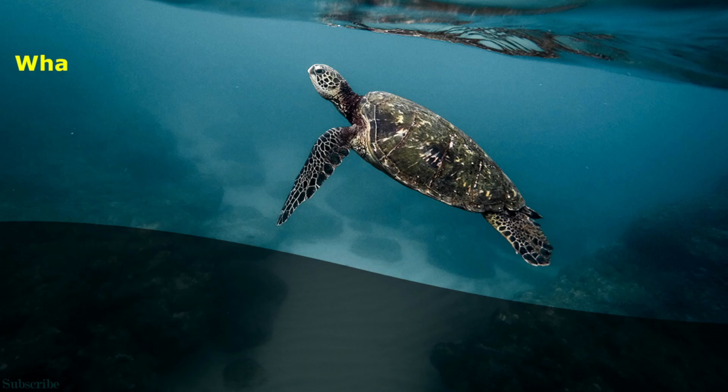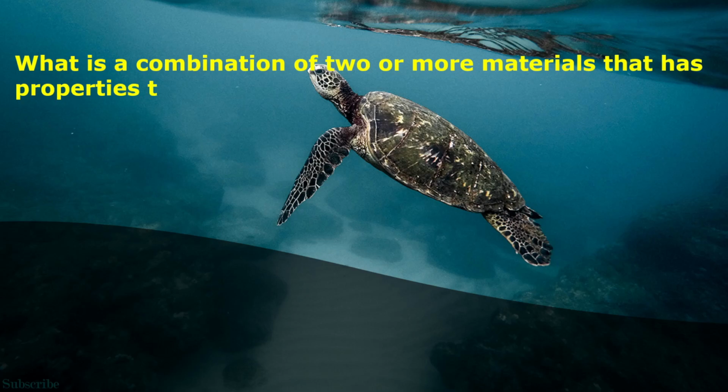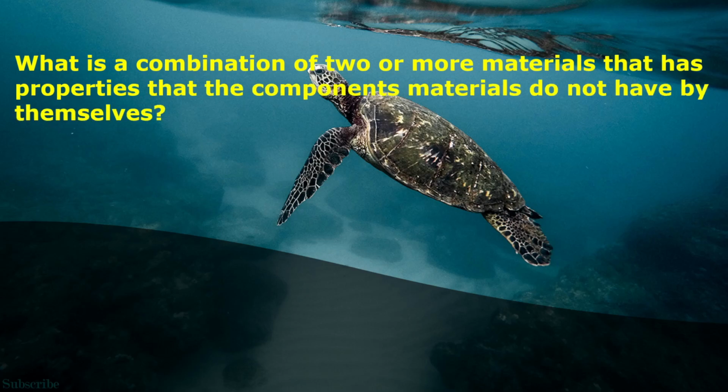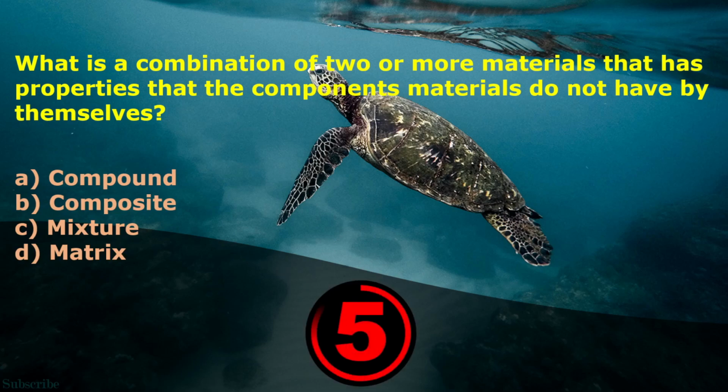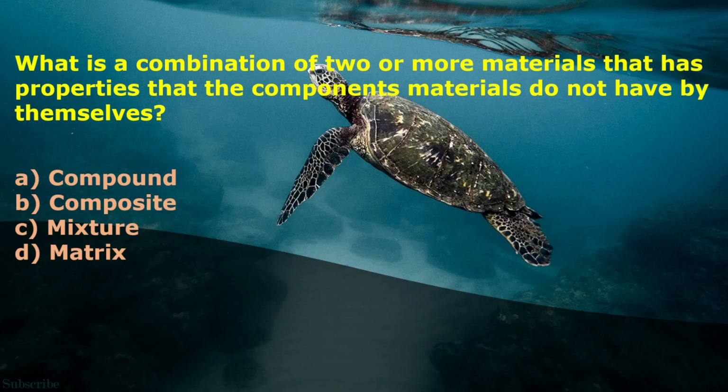Question number 47. What is a combination of two or more materials that has properties that the component materials do not have by themselves? A. Compound. B. Composite. C. Mixture. D. Matrix. The correct answer is letter B, composite.